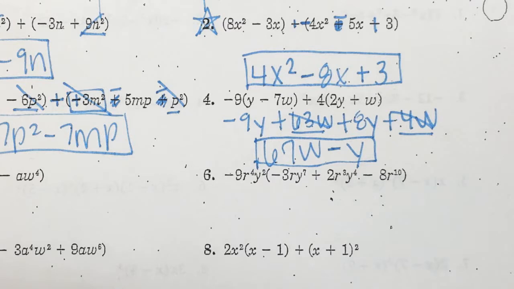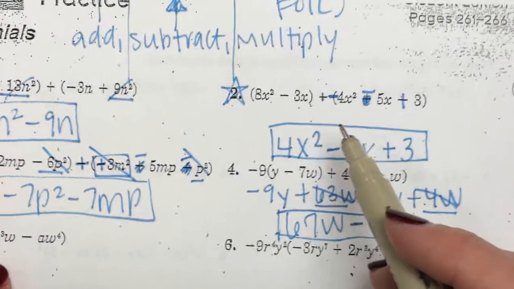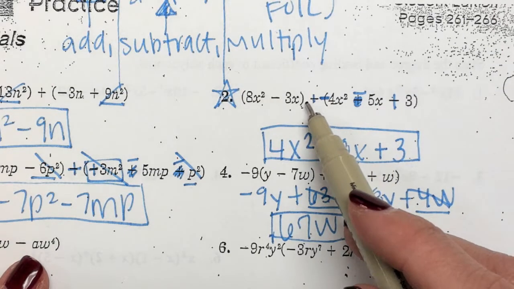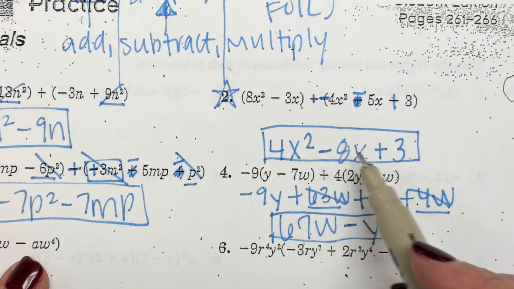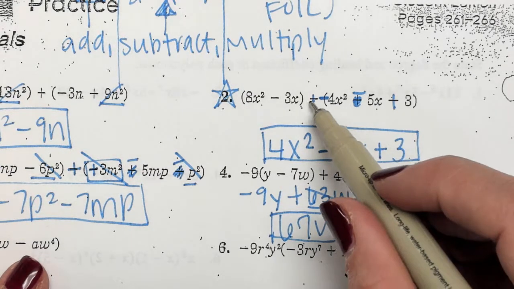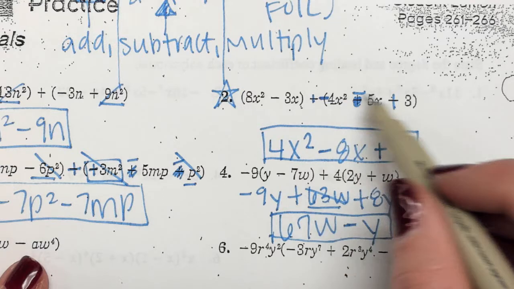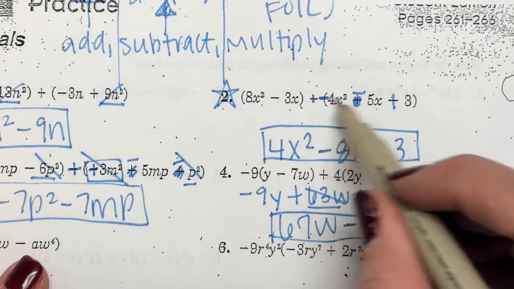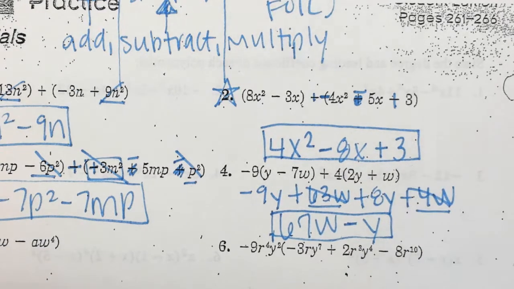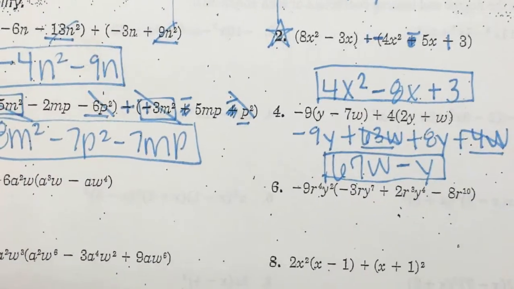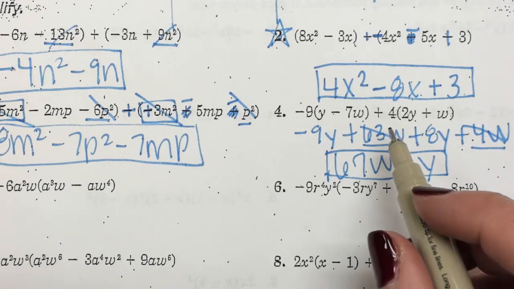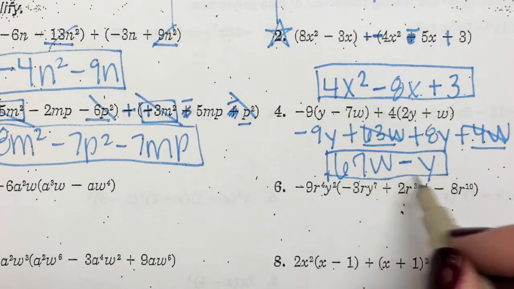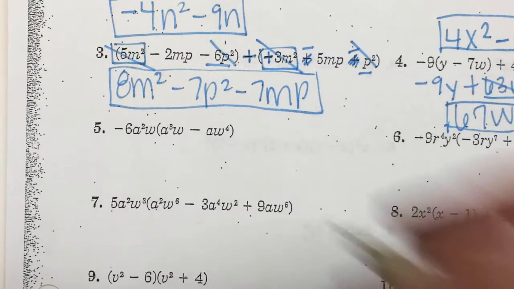Why is your 3 positive on number 2? Number 3? No, number 2. Why is there a positive right here in the answer? When you change the signs, you have to change all the signs of the second one. This was a negative 3, so I made it plus 3. With subtraction, you change all the signs. Yes. Alright, you're doing number 5.